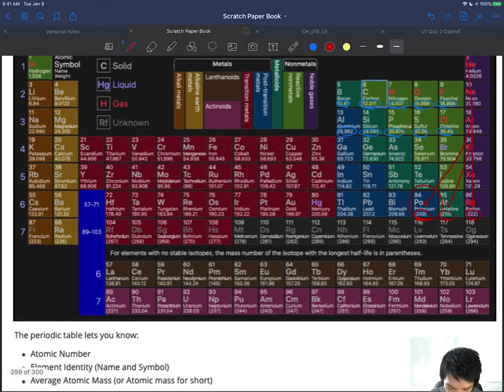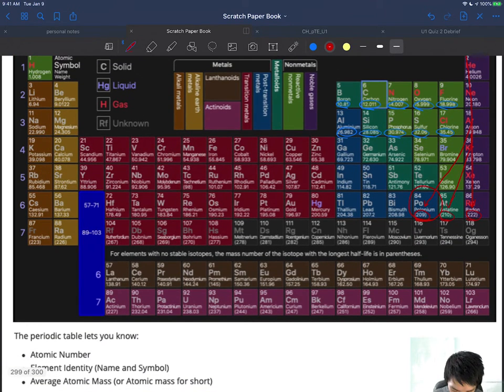So that's why some of these are actually whole numbers. Alright, take a look at the bottom here. From the periodic table, it lets you know a few things. We should know, again, atomic number. We should know the element identity, but now you should also know the average atomic mass, or atomic mass for short, okay?